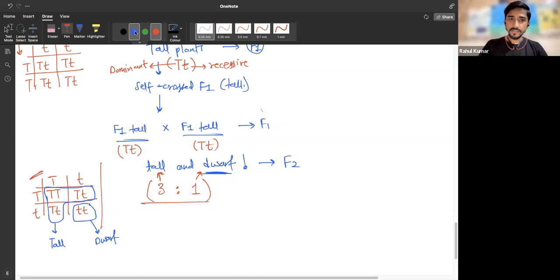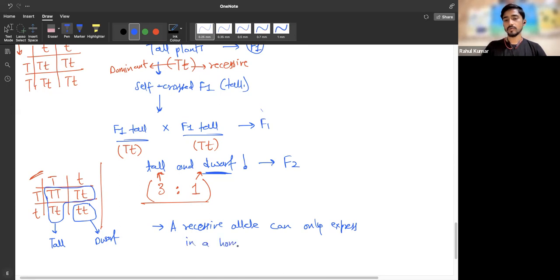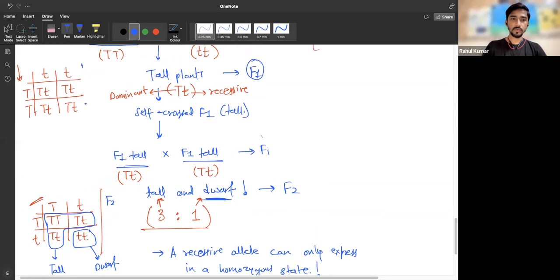And a recessive gene can only express itself when it is in a homozygous condition. So this was another thing he found. So write down: a recessive allele can only express in a homozygous state. Okay?